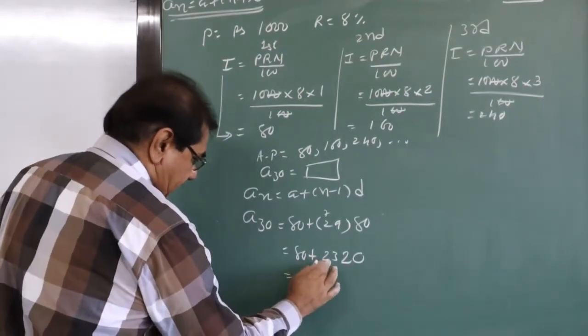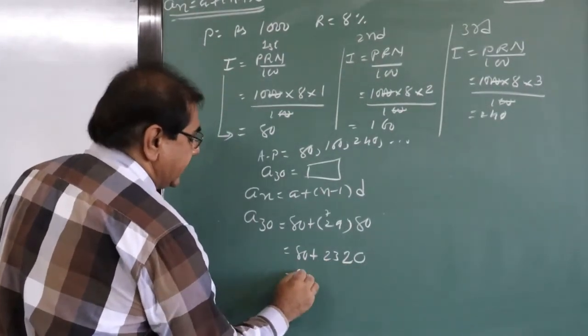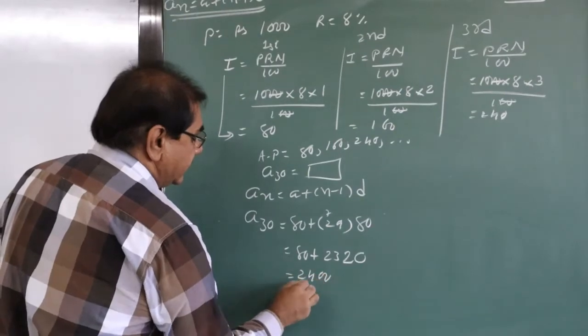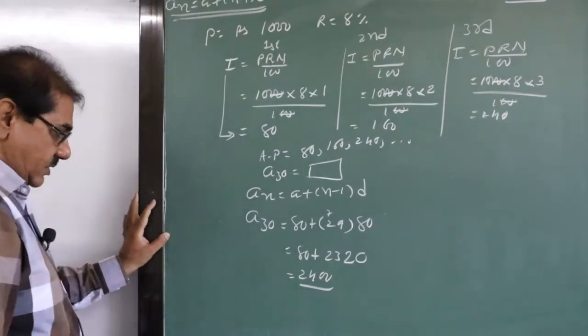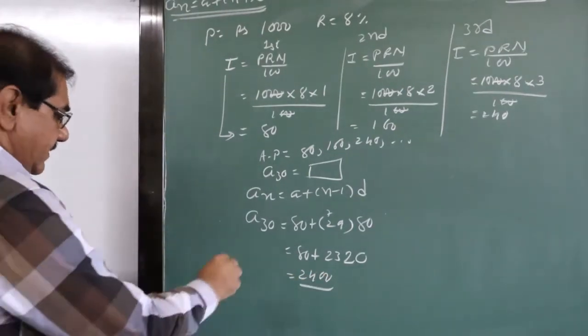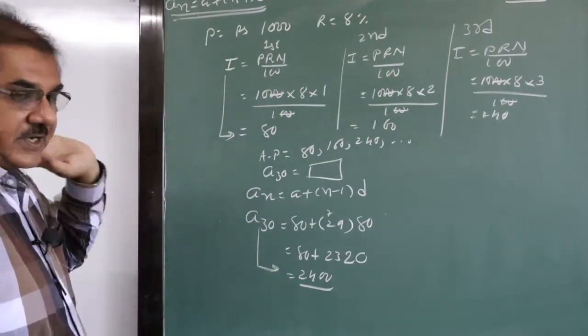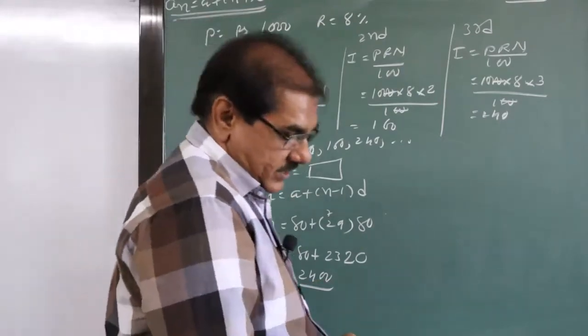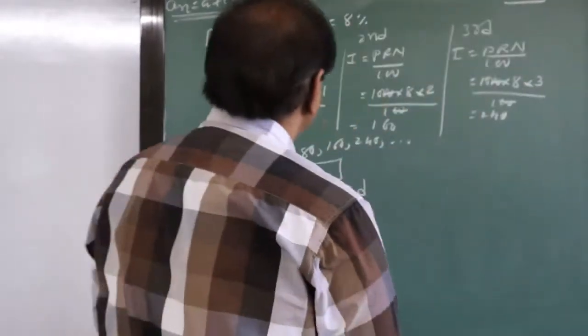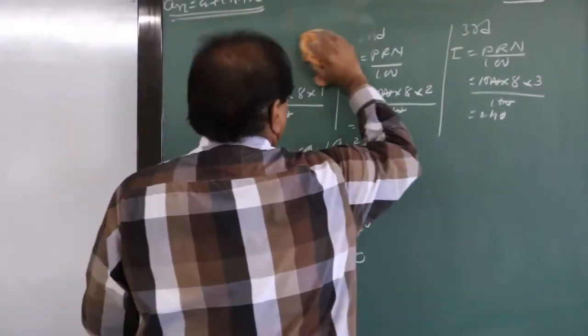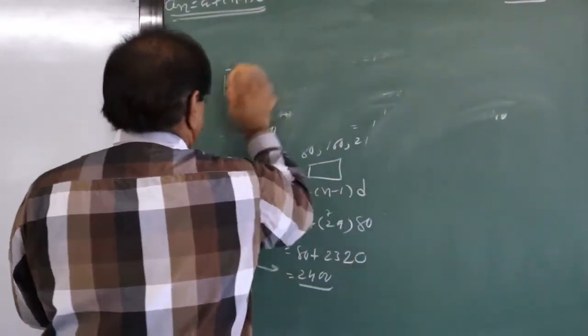So 2320 plus 80, so ultimately it is 2400. So 2400 is the interest at the end of 30 years. So this is how your formula can be used to solve such day-to-day problems.